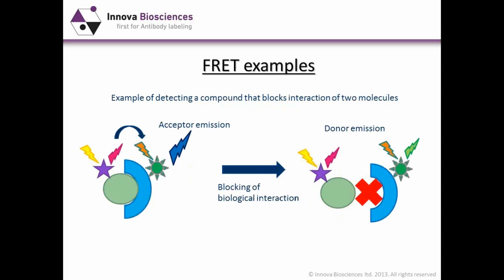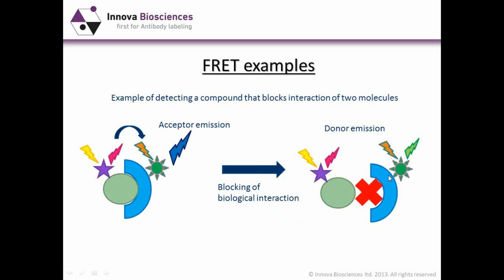In almost the opposite experiment, you can actually look for compounds that block the interaction of two molecules. So here on the left-hand side is exactly what we saw on the right-hand side of the previous slide. We have a molecule that is bound to the active site of this protein, and we're seeing FRET occurring and emission of the acceptor molecule.